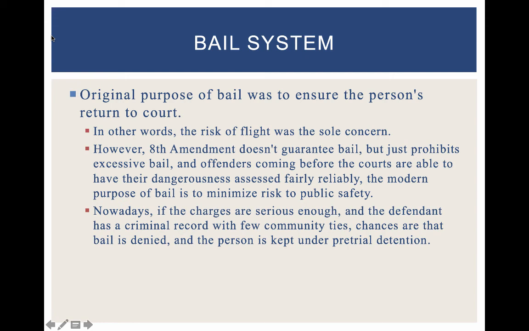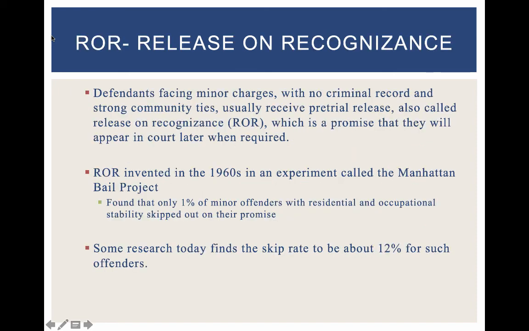So you're going to see some matching questions coming up asking what the Eighth Amendment is, and the Eighth Amendment prohibits excessive bail. Oh, we also have what's called ROR, which is called Release on Recognizance. And it basically means defendants facing minor charges with no criminal record and strong community ties usually will receive pretrial release, also called Release on Recognizance, which is a promise that they will appear in court when later required.